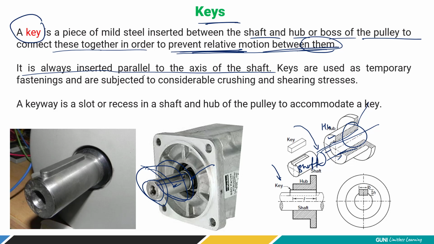It is always inserted parallel to the axis of the shaft. Keys are used as temporary fastenings and are subjected to considerable crushing and shear stress. These two lines define everything, right? कैसे इस्तेमाल होगी और वो क्या करेगी? It is simply used to provide temporary fastening. What is temporary? That means you can disassemble, you can take this key out, you can have a repairing of the shaft or maybe the other joining element, right?